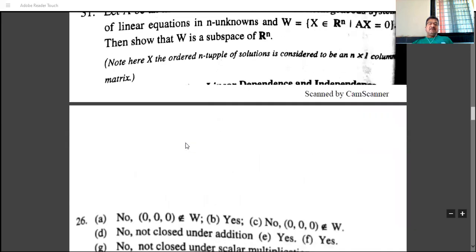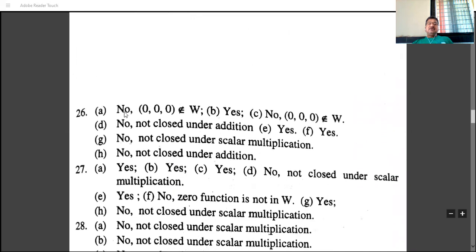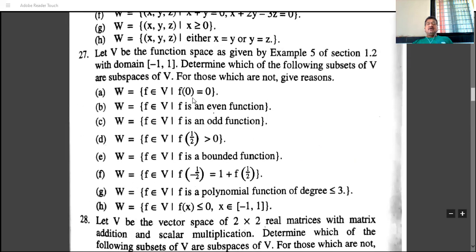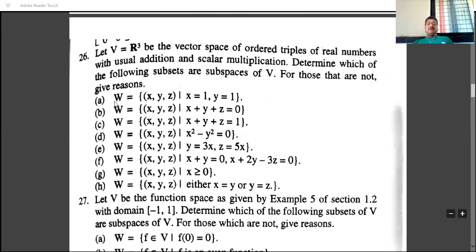The answers are given. No, (0, 0, 0) is not an element of W. So we can write the answer of this problem in two to three ways. That is, this is not closed for addition, because if you take two elements from this W, for example (1, 1, 1) and (1, 1, 4), these are elements of W, then their addition is (2, 2, 5), and it is not an element of W. So it is not closed for addition.